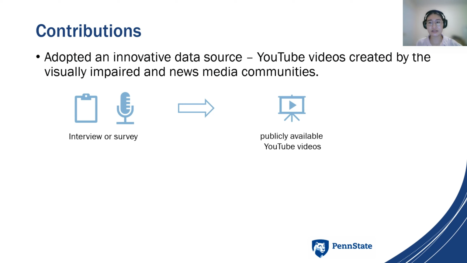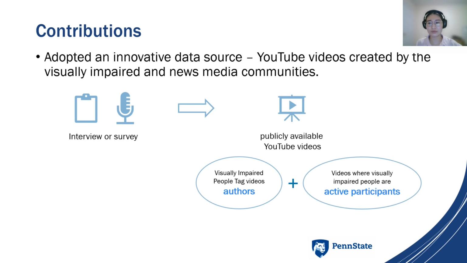Videos directly depict people with visual impairments in challenging situations, rather than engaging them to talk about the situations in controlled interviews or surveys. Additionally, we took a broader look at the videos where there were authors and also videos where there were active participants. For example, videos published by the news media community.